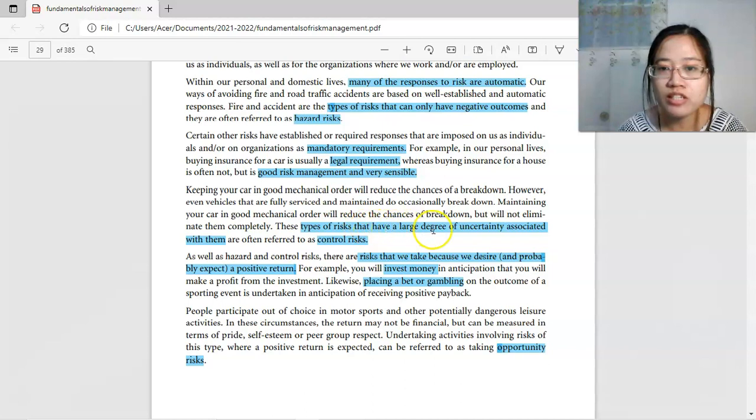Ito yung types of risk na merong large degree of uncertainty associated with them. Kumbaga, uncertainty, hindi inaasahan. Okay? So, ang example dito, yung car breakdown. Although, pag maintain mo naman yung car mo, diba? Regularly, especially. So, kumbaga, hindi masyado, yung expectation na magbe-breakdown yung car mo. Okay? Or, yung maintenance din ng electrical, ng building.